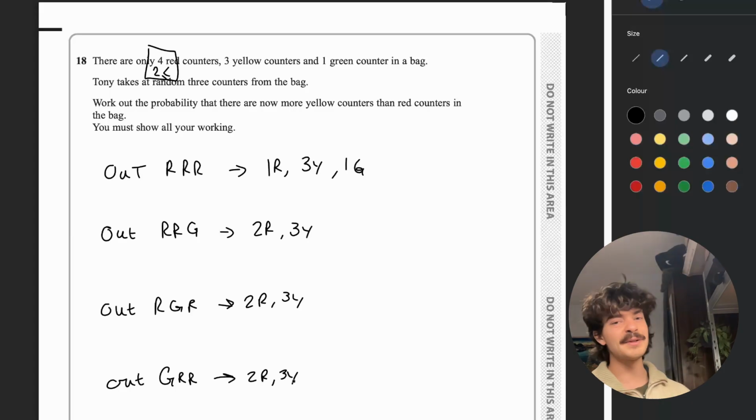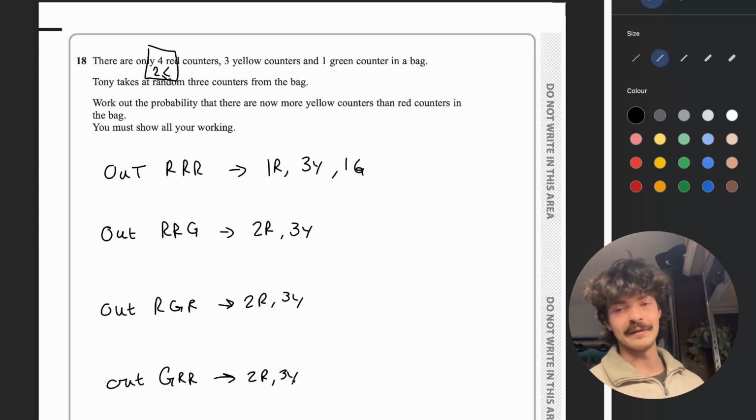And that's it. There is no other way that you could take out 3 counters and cause there to be less reds than there are yellows. So now what we need to do is just think about the probabilities of each of these things happening.